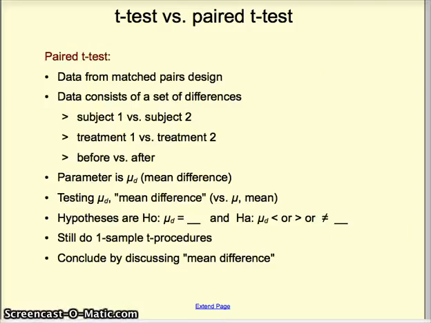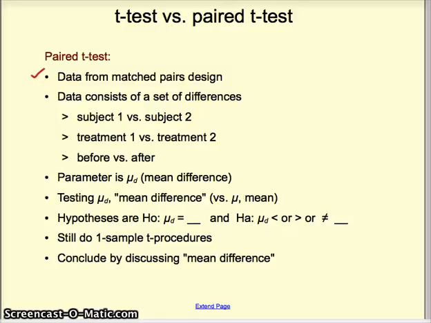Another thing you'll have to do, and you'll see this in the examples in a separate video, you're going to have to be able to distinguish between a t-test and a paired t-test. And remember, a paired t-test, we pull data from a matched pairs design. So you need to recognize a matched pairs design and then make the logical next step that the test we're going to do is called a paired t-test.